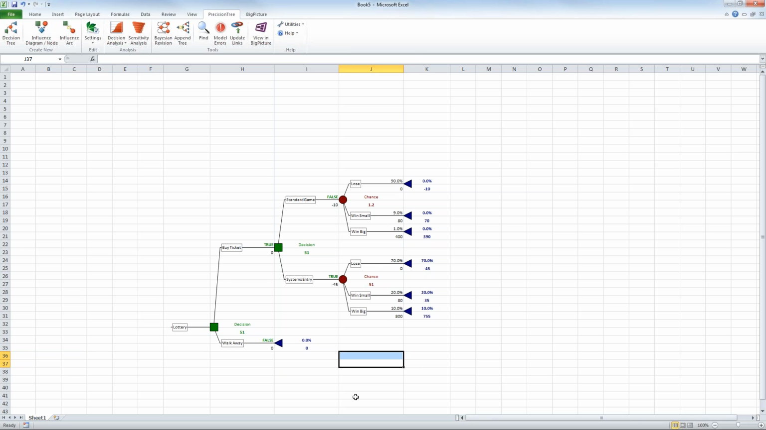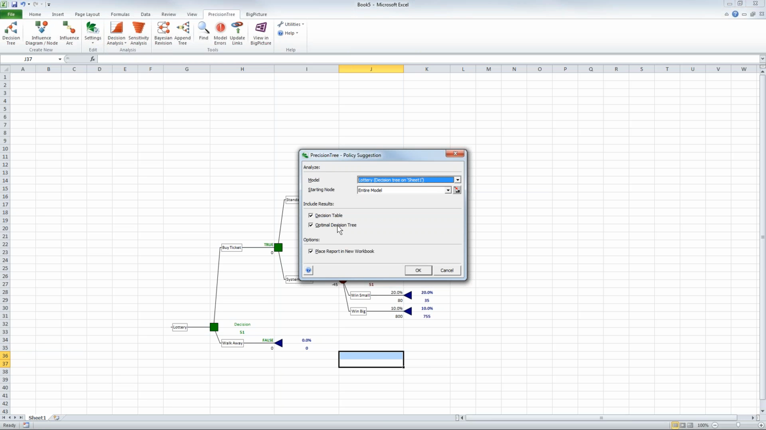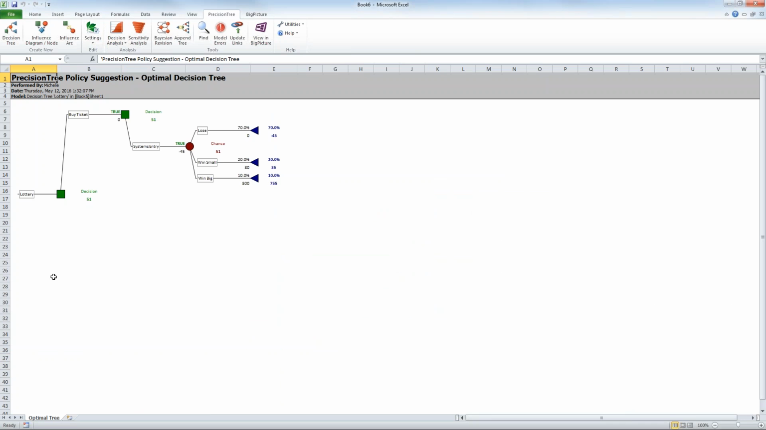So obviously, like I said, this decision tree is quite small. However, I just want to point out the fact that PrecisionTree does have this ability. And now that I have the system entry one, I'll also show you that. You can go here and say policy suggestion and ask for the optimal decision tree. And when I click that, it will actually show you that optimal decision tree. So that's where I was saying you can do this big oil and gas decision tree, and maybe someone doesn't want to see all the other options and you want to just keep it streamlined, you can go ahead and plop that in there.